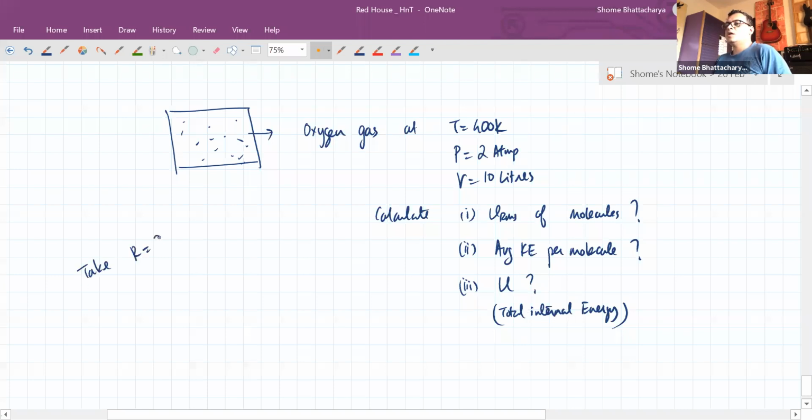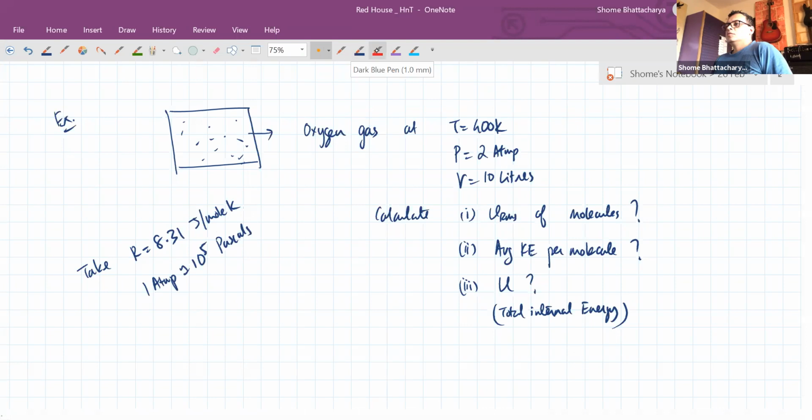We'll take R as 8.3, or let's take 8.31 joules per mole Kelvin. And let's take 1 atmosphere as approximately 10 raised power 5 pascals. So you can see this type of question is extremely formula based. There's nothing more to it. PRMS standard formula.